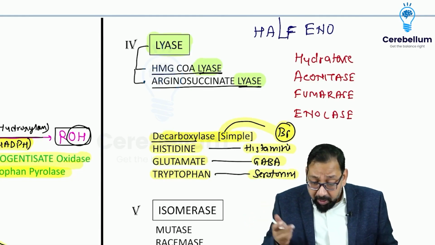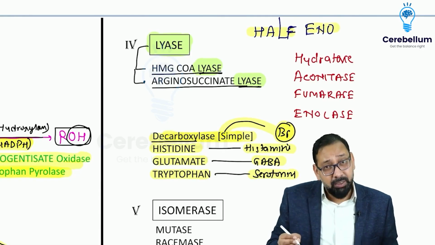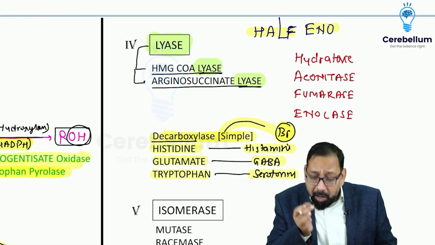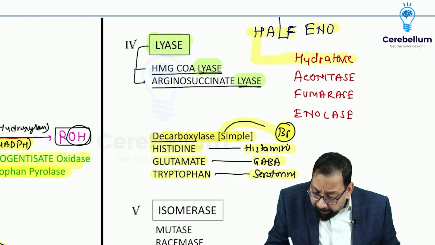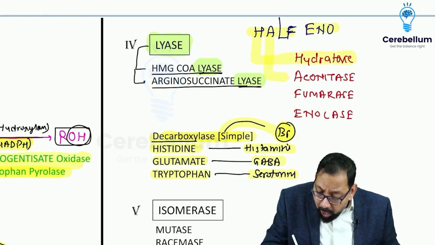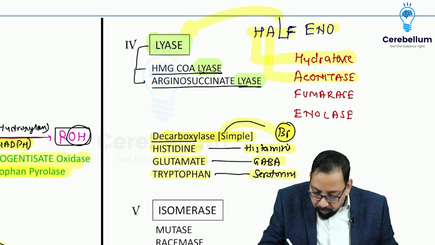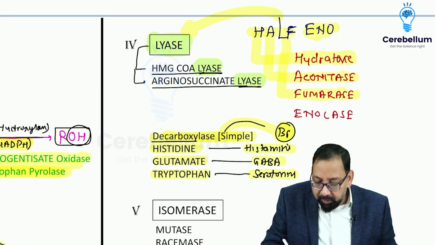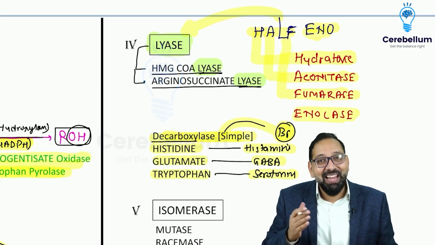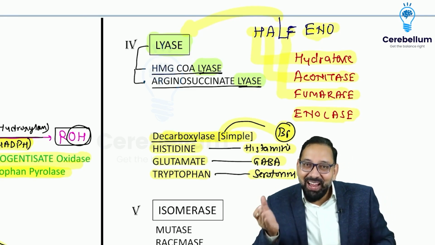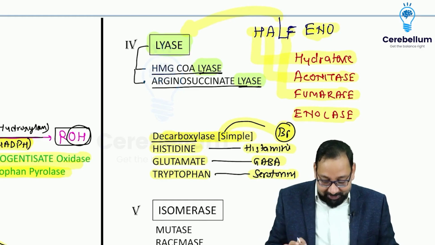She said, half enolai means: half is H for hydratase, A for aconitase, L for lyase, F for fumarase, and eno means enolase. So lyase, ly means lyase. Half enolai, lyase. So you will remember this mnemonic.